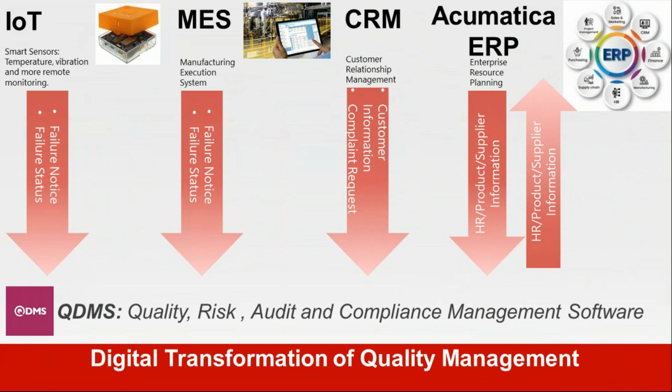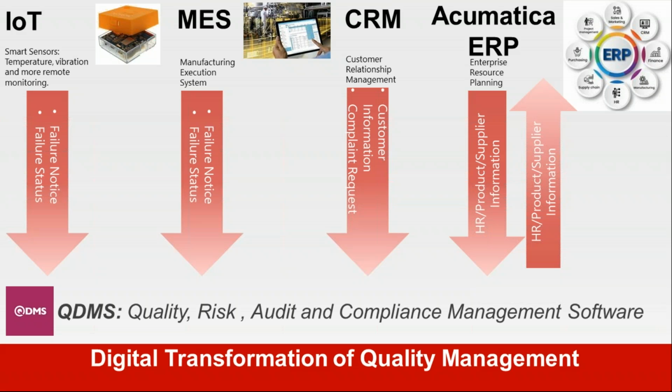As for the digital transformation of quality management, which I was referring to earlier, QDMS is talking to smart sensors, manufacturing execution systems, CRM systems, and the Acumatica ERP system, for example, to push and pull data. The idea is this: if any of the corporations that we are working with have these systems in place, we can talk to these systems, and customers can have an integrated management system and avoid double entry. That is the beauty of it. One system talks to another, talks to the other, so you can have that integrated system and follow up on what is going on.